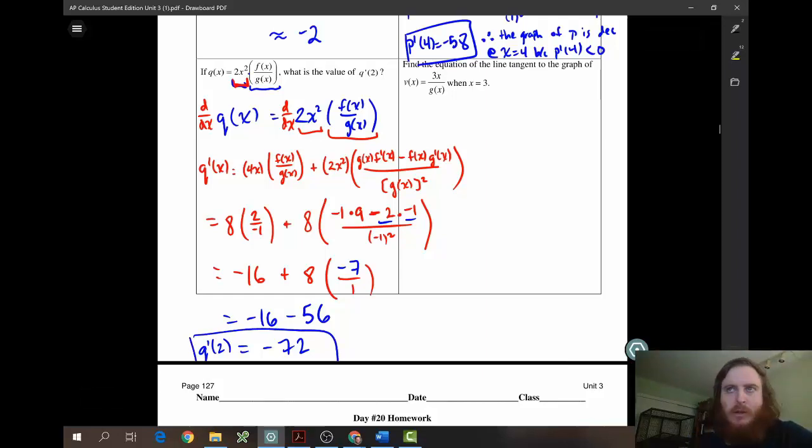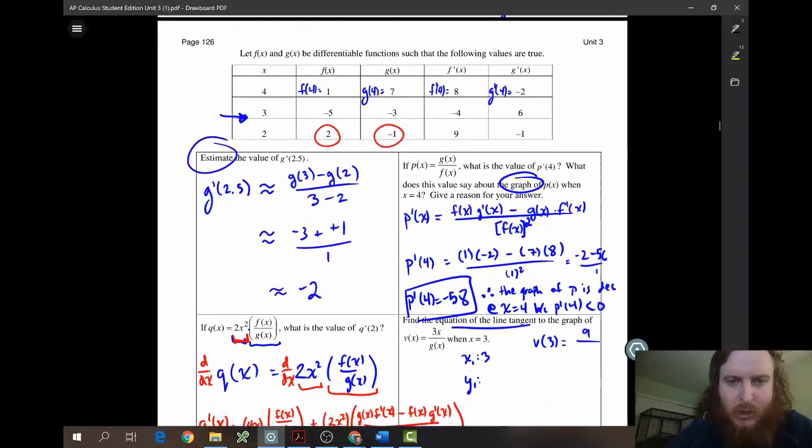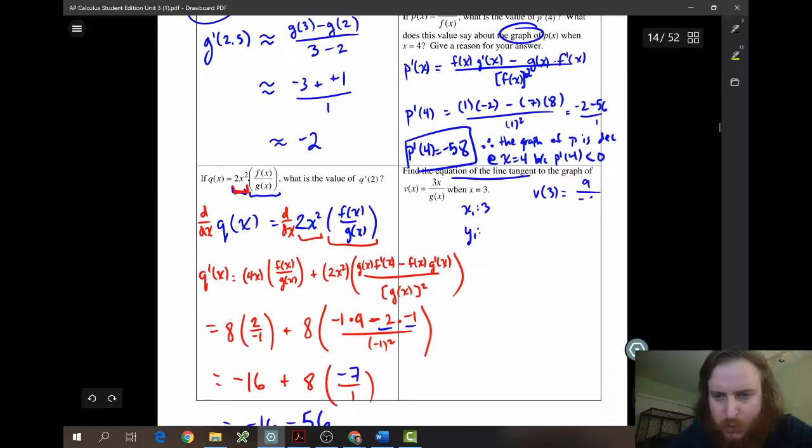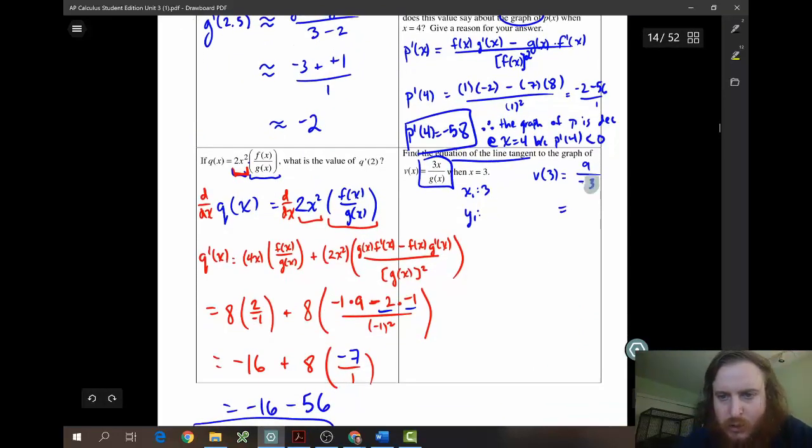Okay, and then our last one's a lot easier. So the last one you could definitely try on your own. The only hard part about this one is it is the equation. So they want the equation of the tangent line. So x1 is going to be 3. For y1, we need to plug this in. So we need to do v of 3. So 3 times 3 is 9, divided by g of 3. g of 3 is negative 3. Right, we were plugging that into the original. So we did essentially 3 times x divided by g of 3. And so that gave us 9 over negative 3, which will become negative 3. So our y1 is negative 3.